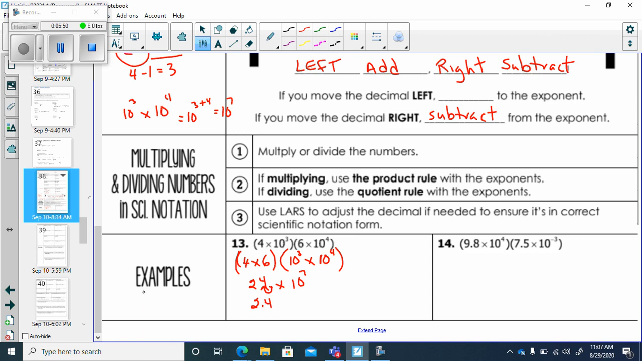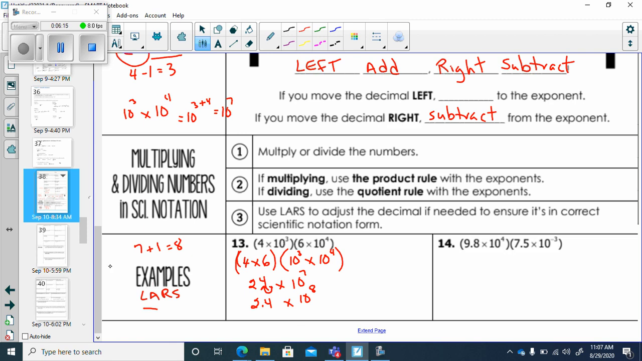Now let's use LARS to help us decide what we need to do to our exponent of 7. I am moving one place to the left. Left says I add, so I add 1 to the 7, and I get 8. 2.4 times 10 to the 8th power. Okay?